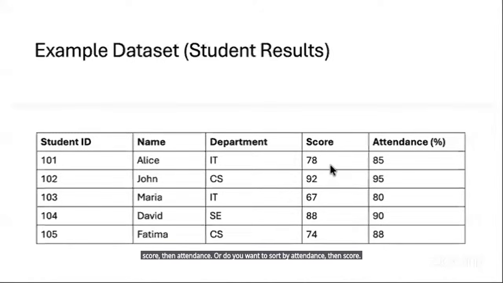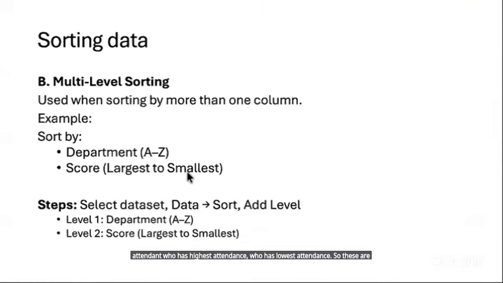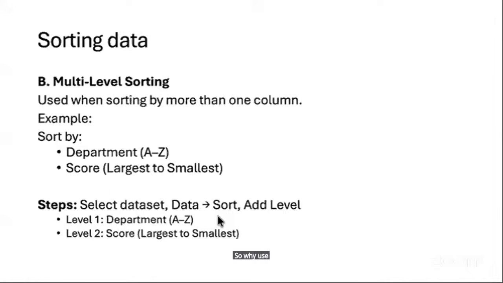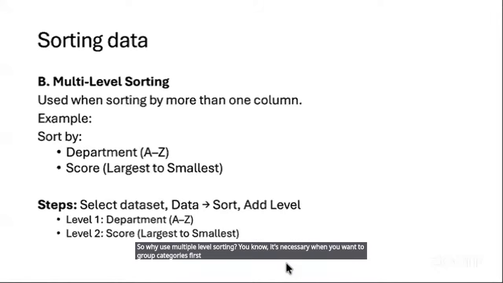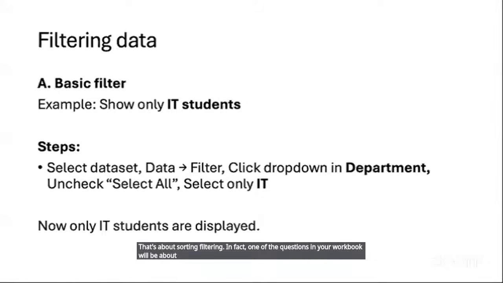If you are sorting by score first, that is highest to lowest or lowest to highest. After you have arranged highest to lowest, you now look at sorting them based on attendance, who has highest attendance, who has lowest attendance. So these are our multiple levels. I will follow these steps when I open the Excel file. So why use multiple level sorting? It's necessary when you want to group categories first and then rank within each group. That's about sorting. Filtering. In fact, one of the questions in your workbook will be about sorting and filtering.